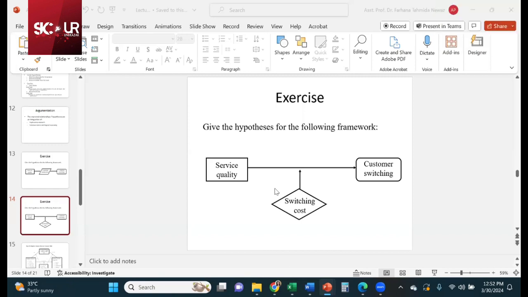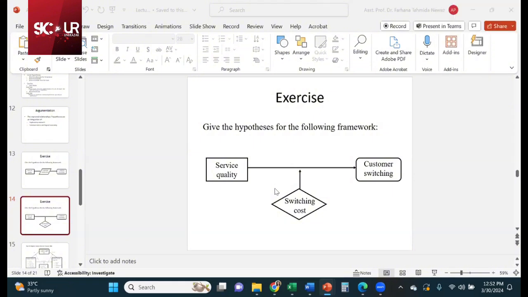Can I try, Prof? Please, Ferdinand, right? Yes. My hypothesis one, the customer switching factor has a positive relationship with the service quality offered by providers. And number two, however, switching costs have an influence on this relationship. Good, you got it, but I need to make it more specific, right?